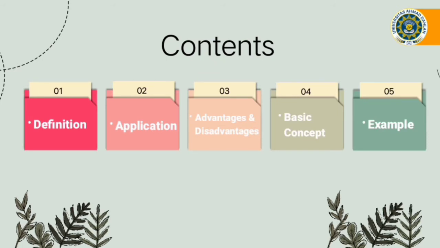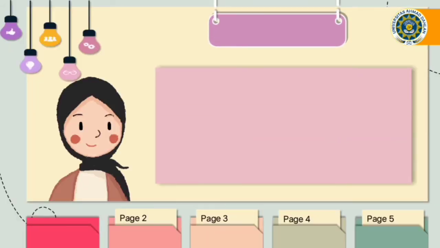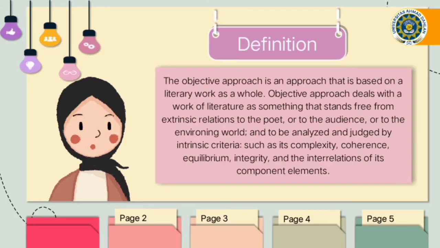First, we will learn the definition. The second is application. Third is the advantages and disadvantages. Then basic concept. And the last but not least, the example of objective approach. Okay, now we are going to definition of objective approach.